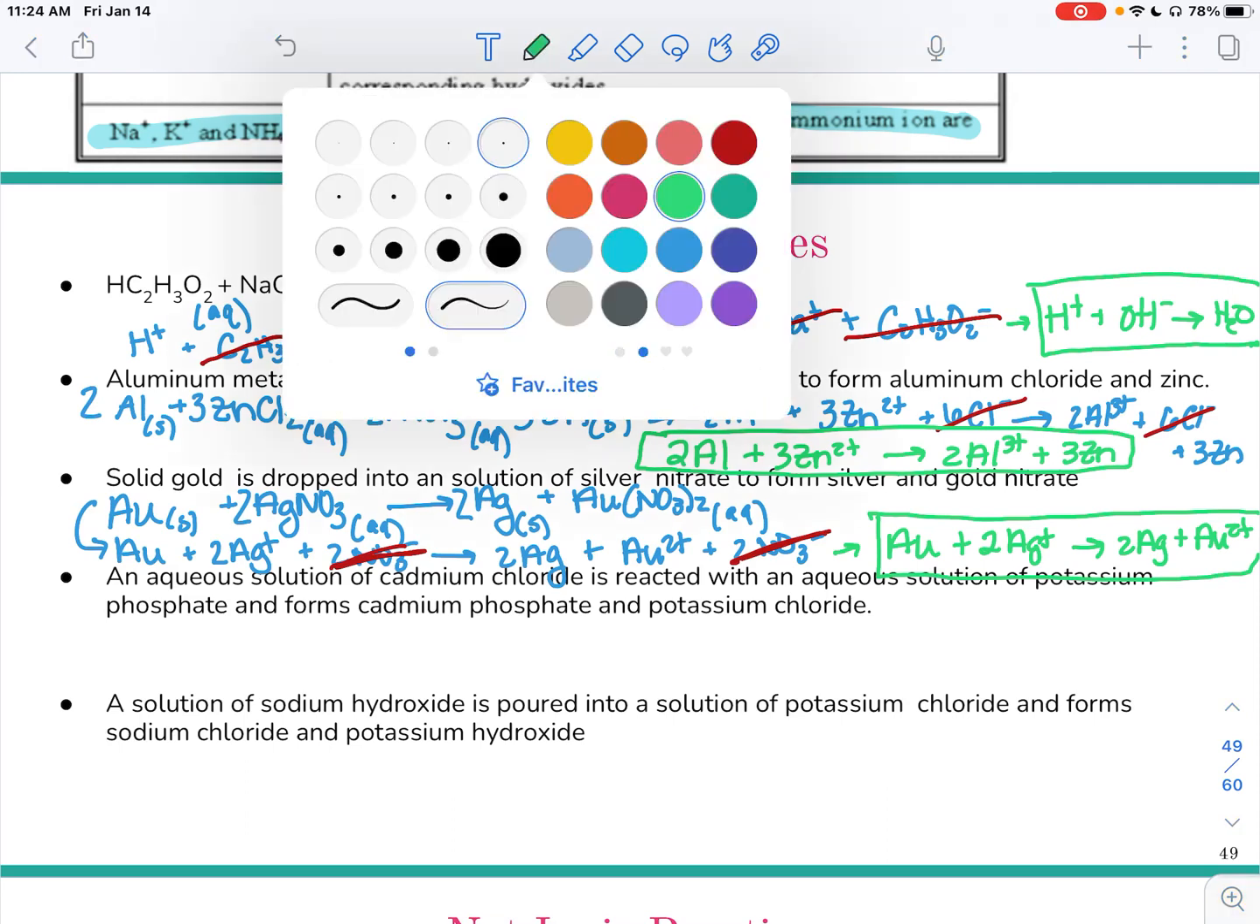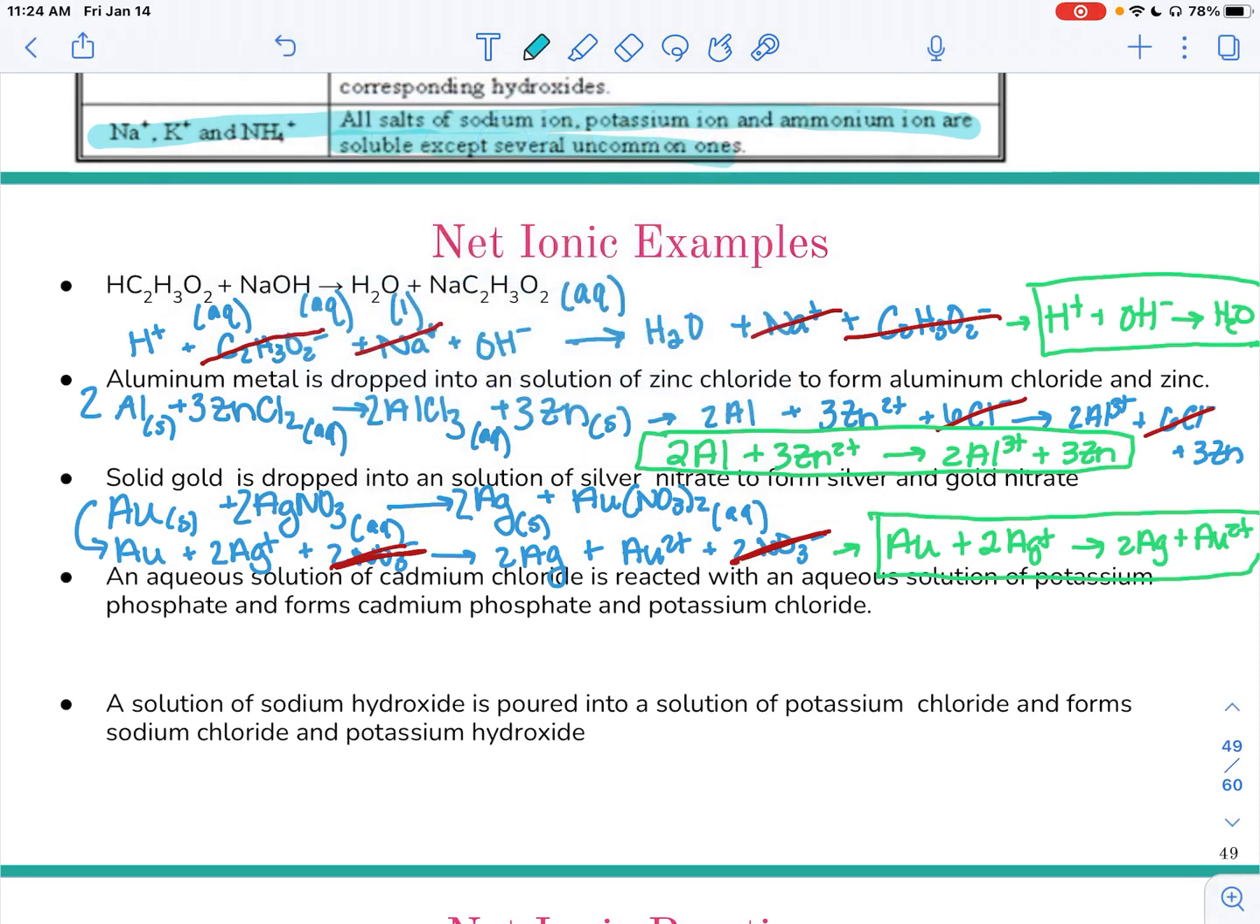Okay, next one, cadmium chloride. Cadmium is another one that always has a 2 plus charge. So cadmium chloride is going to be CdCl2. And what's really nice about this problem is it says aqueous already. So we can go ahead and just write AQ right there.